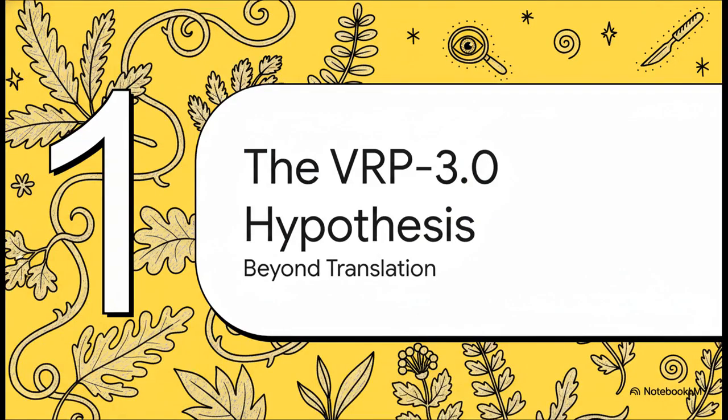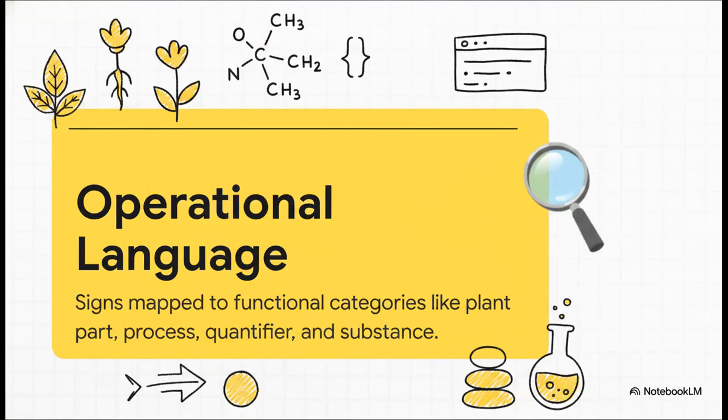All right, part one, the VRP 3.0 hypothesis, beyond traditional translation. So, the absolutely crucial point to understand here is that this model is incredibly restrictive. It doesn't even try to explain the entire manuscript with all those bizarre astronomical charts or bathing figures. No, it isolates and applies only to the plant-related folios. The main theorem claims the text is a formal, rule-based notation that maps to a closed set of functional categories. Basically, you've got a plant part, a process step, a quantifier, a substance, or a carrier.